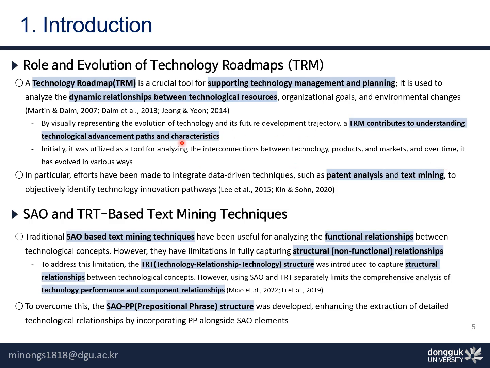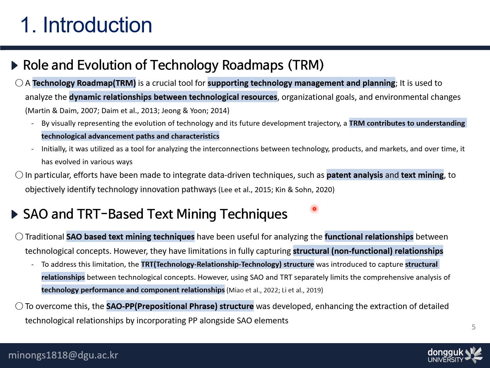The first section is the introduction. A technology roadmap is crucial for analyzing the relationships between technology, goals, and environmental changes, visually mapping technology evolution. Originally for tech product market analysis, it now includes data-driven methods like patent analysis and text mining.